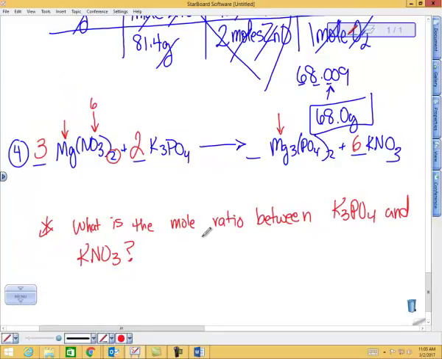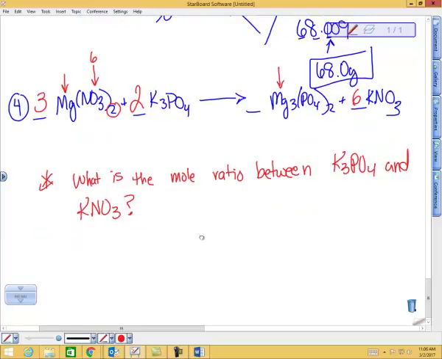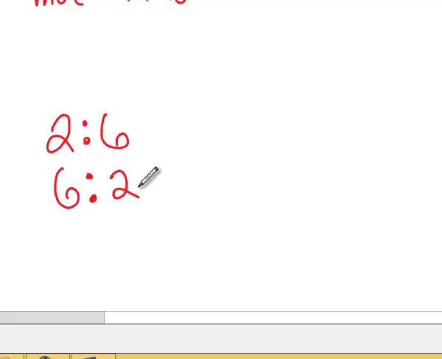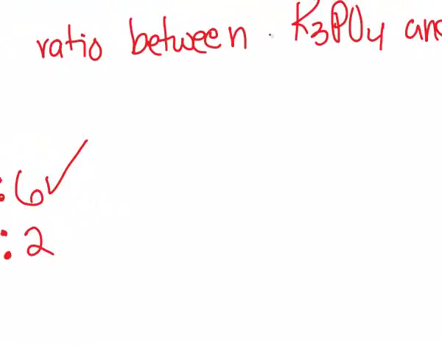Now, guys, the reason why this is an important question to me is because on your exam, they ask almost basically the same exact question, and you have to do it in the right order. All right, so let's talk about order. Let's look at the K3PO4. Here's your K3PO4, and here's your KNO3. I could say the following, okay, and you're going to tell me which one's right. 2 to 6, 6 to 2, which one do you think is right? The first one because of the way the problem is written. You will put the K3PO4 first and the KNO3 second.